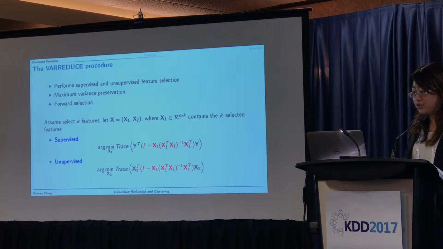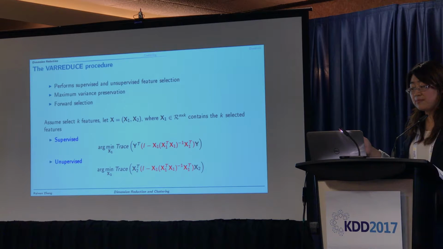Assume we want to select key features. X1 here denotes the set with selected features. And the red, middle part in the following equations, which I highlighted here, represents the null space of X1. So for supervised learning, we have target variable Y, and by projecting Y onto the null space of X1, we can measure the variance that cannot be explained by X1. And so minimizing the first equation essentially means we're maximizing the variance in response that can be explained by selected features.